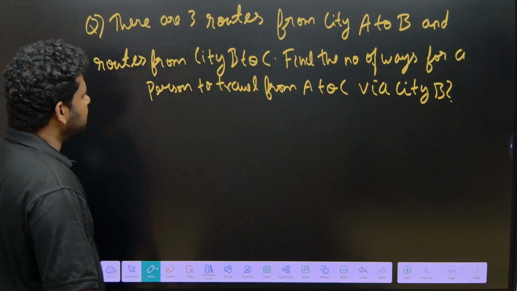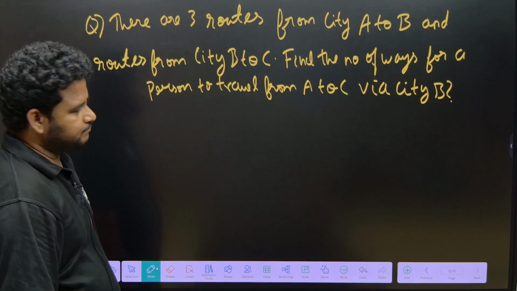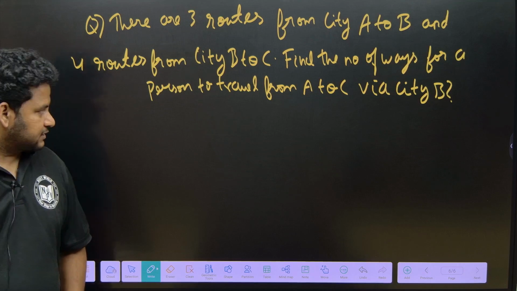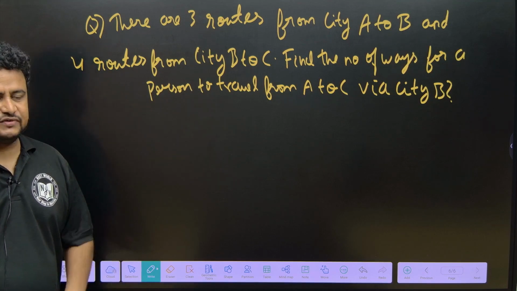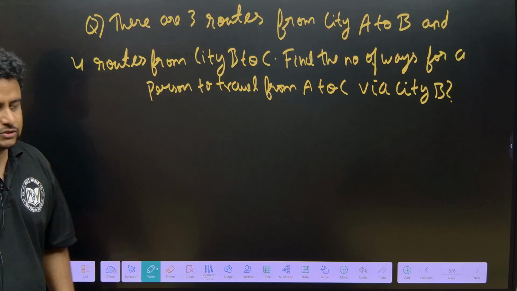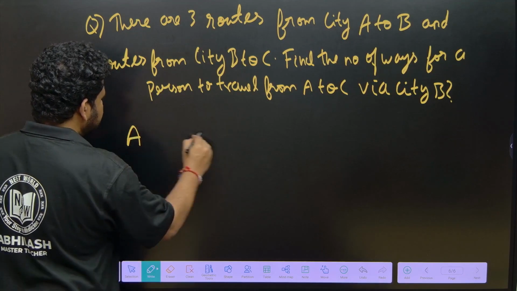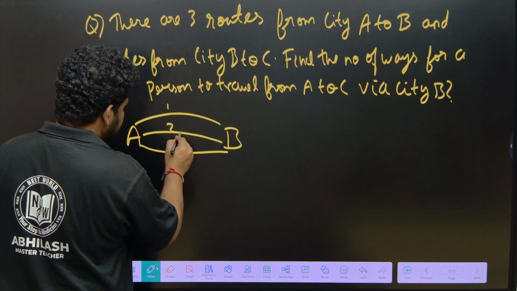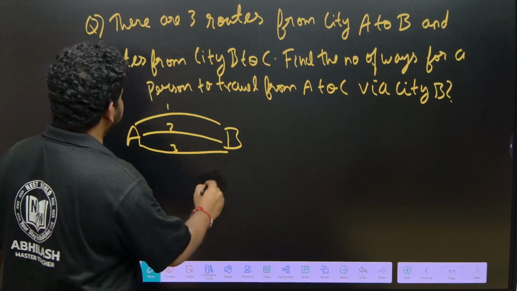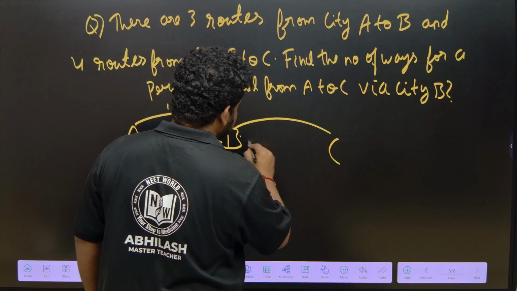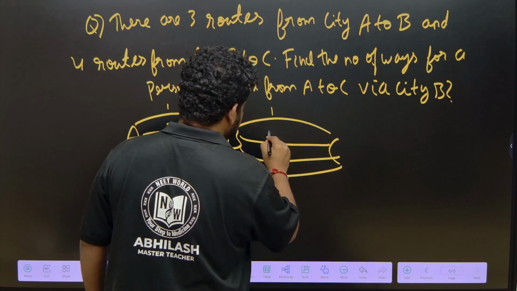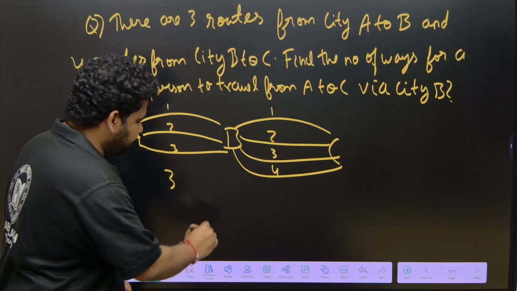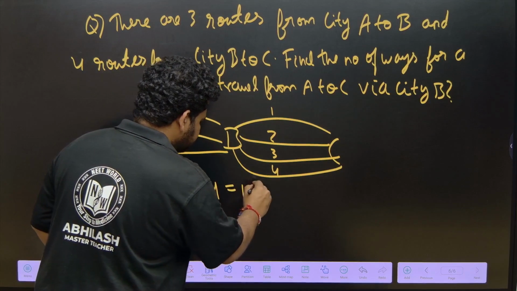Now they are telling us there are 3 routes from A to B and from B to C there are 4 routes. They are asking to find the number of ways a person can travel from A to C via city B. So A to B, how many routes are there? 3 routes: 1, 2, 3. B to C there are 4 routes: 1, 2, 3, 4. So what is the answer to this? Here 3, here 4. 3 fours are 12. Understood?